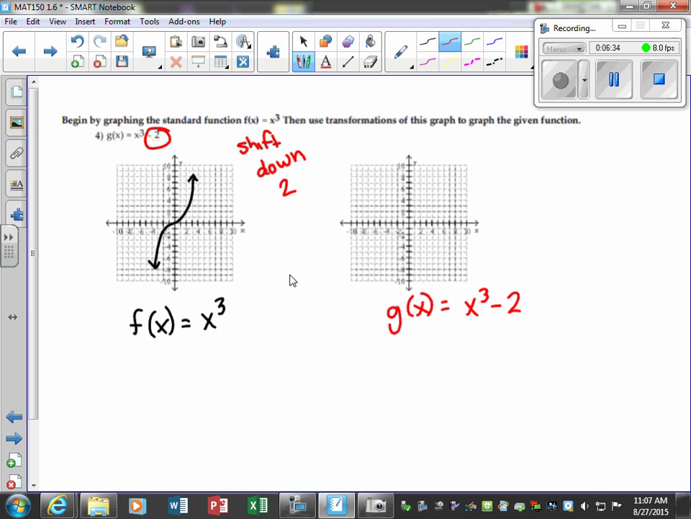The easiest way for me is if I grab this point right here, which is 0, 0, that's the point I'm going to shift down. So I kind of make a dot there, and then that's where my graph changes there.